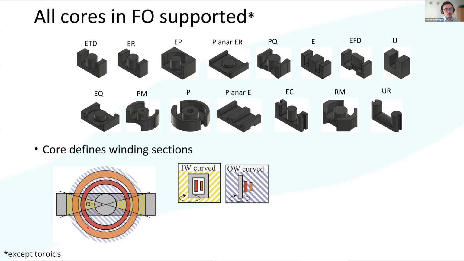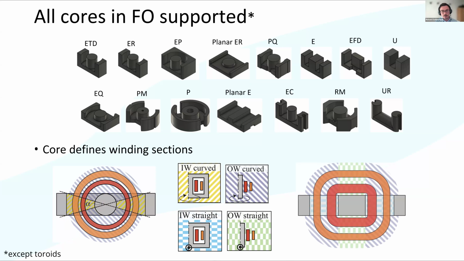For an ER core, we have an example here where we basically have the inside window angle alpha, or in this case 2 times alpha, and then the outside window angle would be the rest of that. Another example is given here for an E core, where we also have straight winding sections, outside window and inside window, that is.